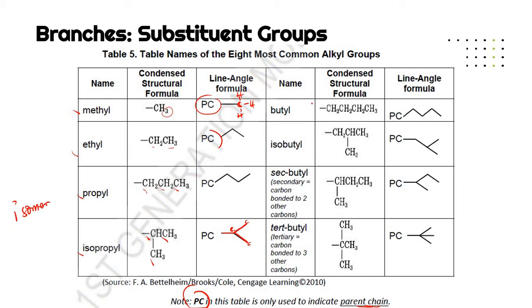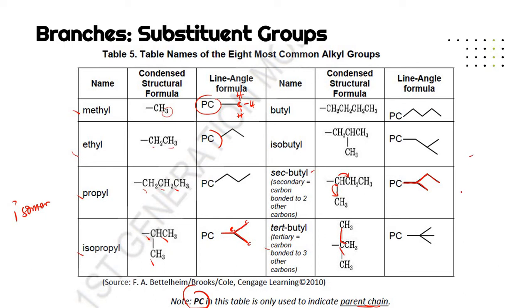Next, butyl. Butyl also has different kinds of formations. You can have this straight line butyl, or the isobutyl, just like this, or the sec-butyl. Secondary carbon is bonded to 2 other carbons, bonded to this and bonded to this, just like in this line angle drawing. Okay, the tertiary butyl, tert means tertiary. It means that the carbon is bonded to 3 other carbons, just like this, this and this. Okay, so this is the bond line angle formula.